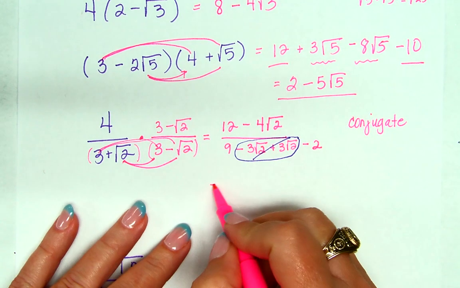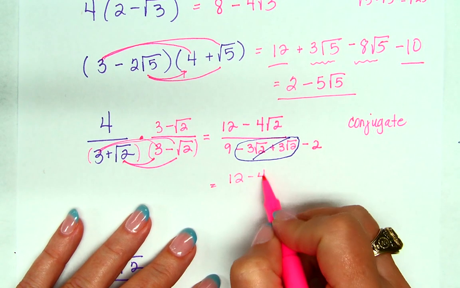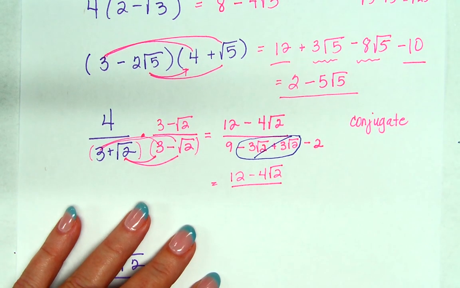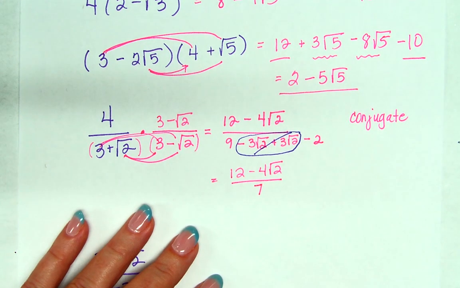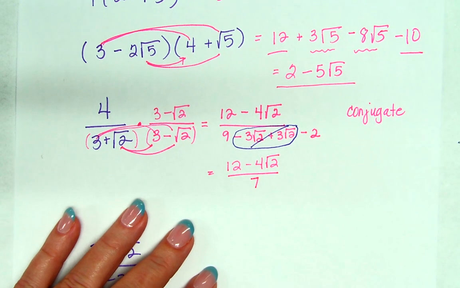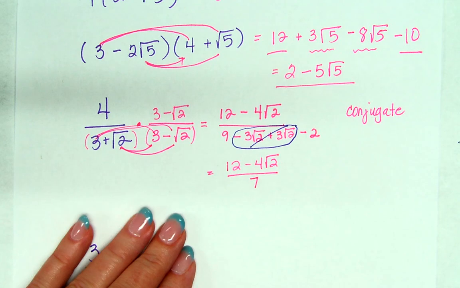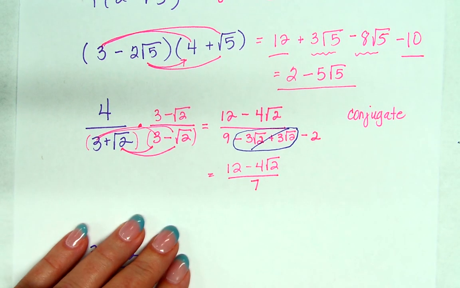So all I have left to do is 12 minus 4 root 2 over what? Which is 7. Now can I simplify this any further? Yes. Oh, I can? How do you think we can do it? Oh, wait. You can't. Yeah, we can't, right?